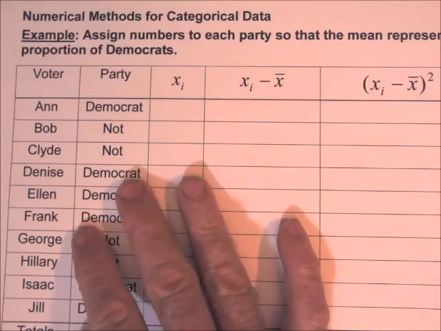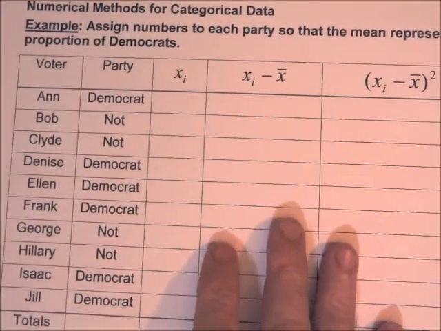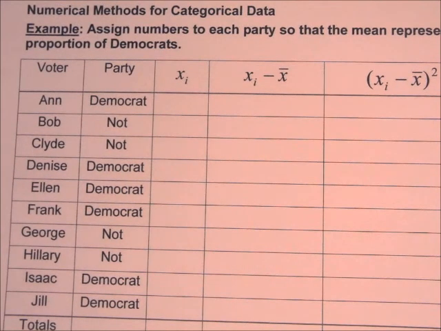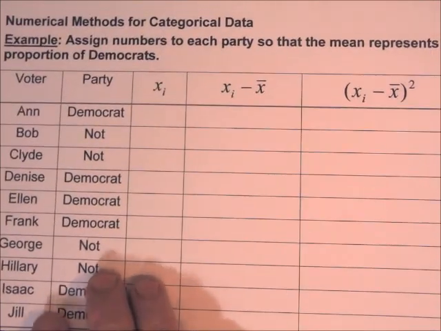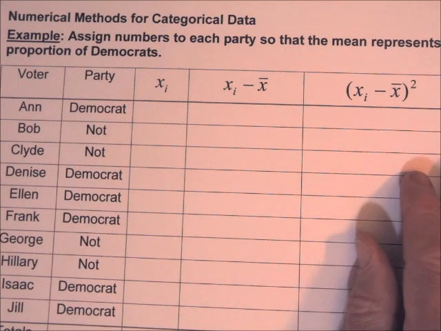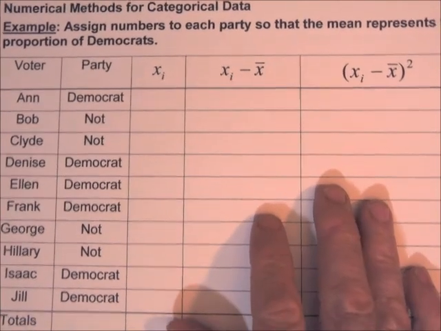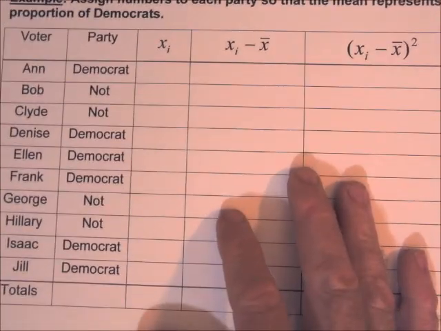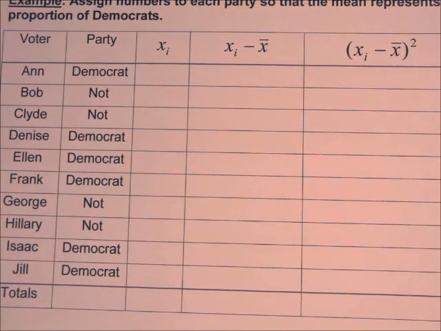So sometimes we're able to assign values to categorical data, and if we can do that in a meaningful way, that enables us to compute the mean and variance and standard deviation. In this example, we have the party for 10 voters. They're either Democrat or not Democrat, so this is a binary variable.